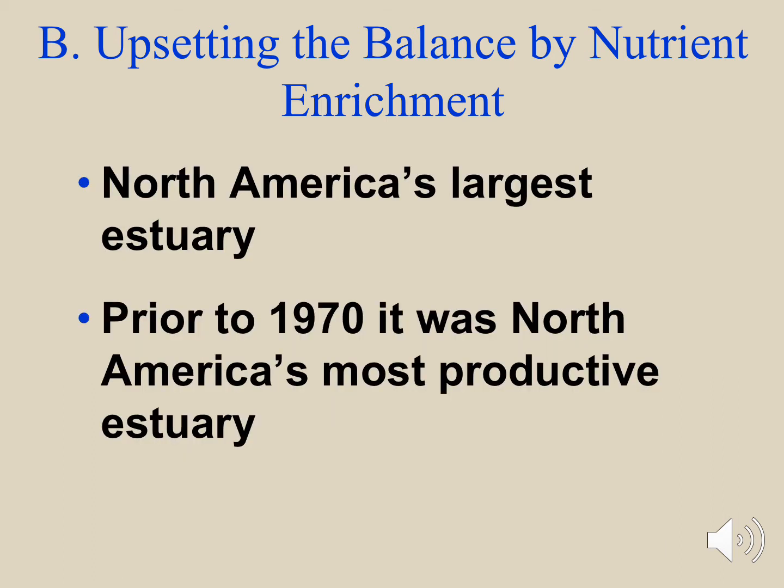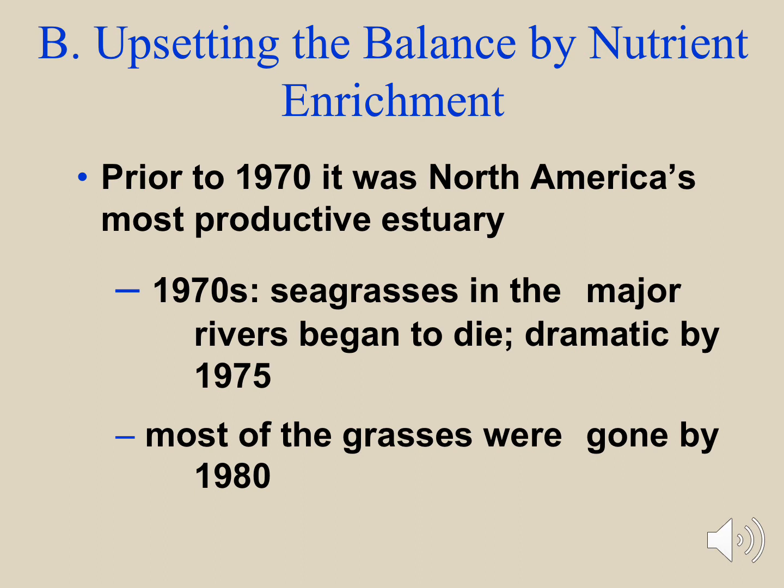Chesapeake Bay is important because it's the largest estuary in North America. And before 1970, it was North America's most productive estuary. So it once was a very productive estuary. We're talking about crabs. We're talking about fish. The fishing industry was very large here, and the hauls of fish and crustaceans were huge.